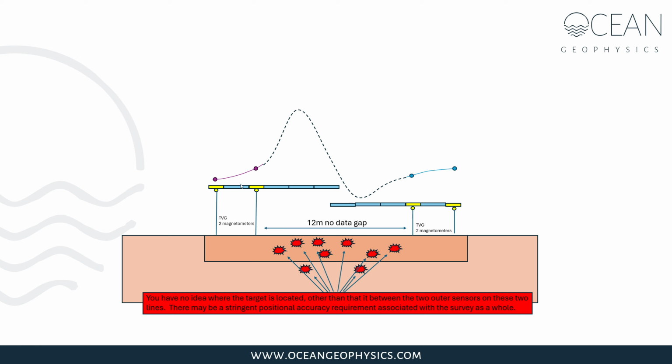There may be stringent positional accuracy requirements associated with the survey as a whole. On a UXO survey, it's likely that there will be. The survey contractor may state a 2-meter positional accuracy for all data. If you have a 12-meter no data gap, there's no way you can position your target to within 2 meters in this gap.